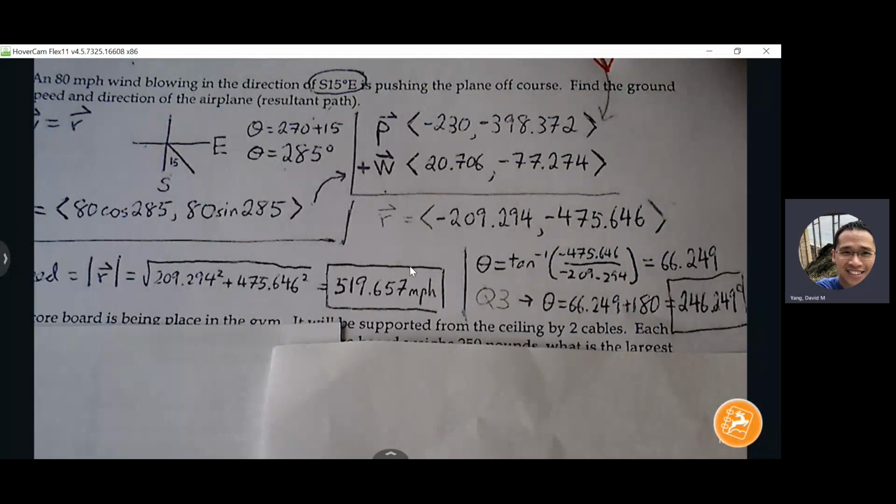So the plane vector plus the wind vector equals the resultant vector. And then we just find all the information that we want from the resultant vector, the magnitude, the direction using inverse tangent.